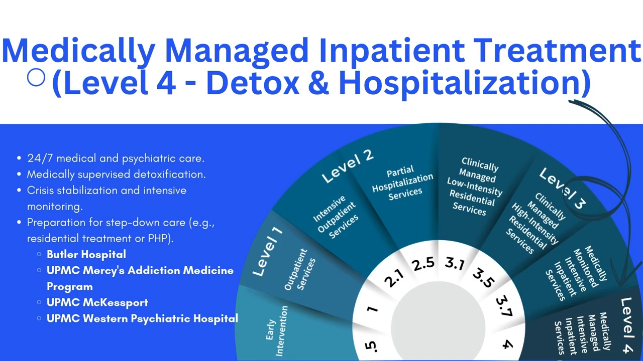What's included is 24/7 medical and psychiatric care, medically supervised detox, crisis stabilization, and intensive monitoring, preparation for step down care. So usually when somebody starts at a level 4, they'll step down to a level 3, step down to a level 2, step down to a level 1, and so on and so on. They don't just stop at level 4 and just be done with it. Examples of hospitals that offer this level of care are Butler Hospital, UPMC Mercy's Addiction Medicine Program, UPMC McKeesport, and UPMC Western Psych Hospital. An example of this would be for a person who's experiencing seizures from alcohol withdrawal and requires IV fluids, monitoring, and hospital care.